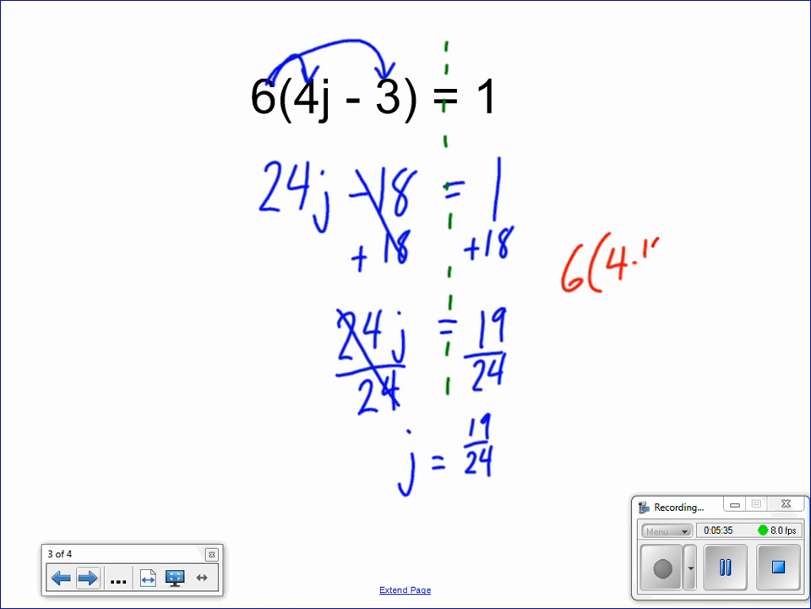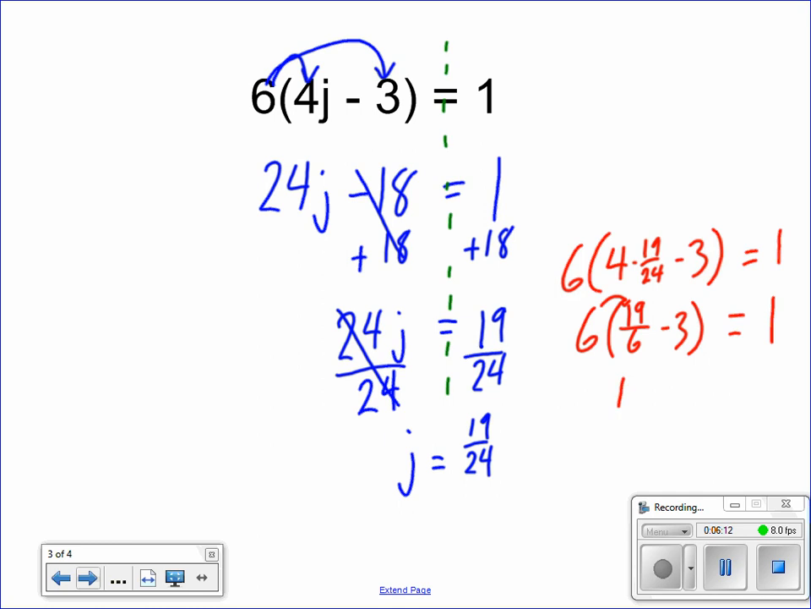6 times (4 times 19/24 minus 3). See if that is equal to 1. 4 times 19/24ths is 19/6, minus 3. Still in parentheses. Now, I have my calculator. I can usually do 19 divided by 6, get my answer, and subtract that from 3.